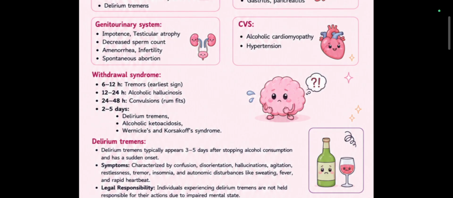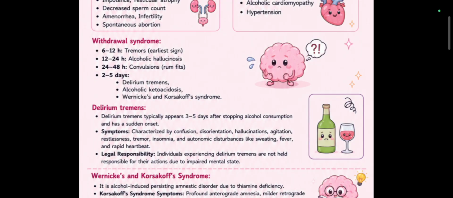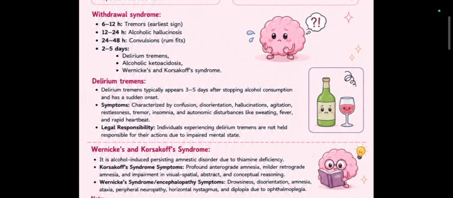what is the meaning of withdrawal syndrome? These are the symptoms observed whenever alcohol is suddenly withdrawn from the body of a chronic alcoholic. After 6 to 12 hours, tremors start, the earliest sign. 12 to 24 hours, alcoholic hallucinosis. 24 to 48 hours, convulsions, which are also called rum fits. 2 to 5 days, delirium tremens, alcoholic ketoacidosis, and Wernicke's and Korsakoff syndrome. After 2 to 5 days.